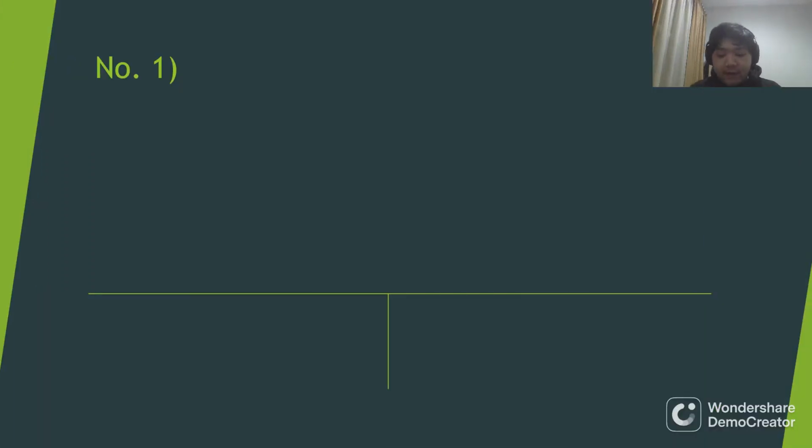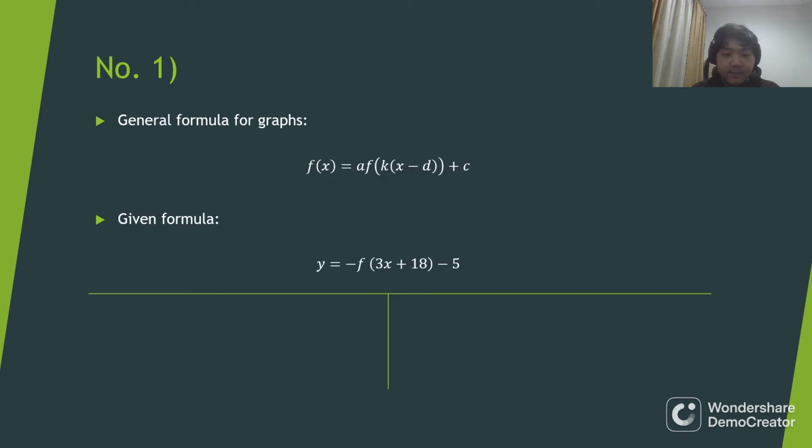So, the first one asks us to take the base function f(x), as you can see in front of you, and the equation that they give us from the base function in the quiz. The one that I got looks something like this. They ask us to take all the key transformation variables and explain how we get them and what they do to the graph itself. Simply, by this we can get that a equals -1, k equals 3, d equals -6, and c equals -5.